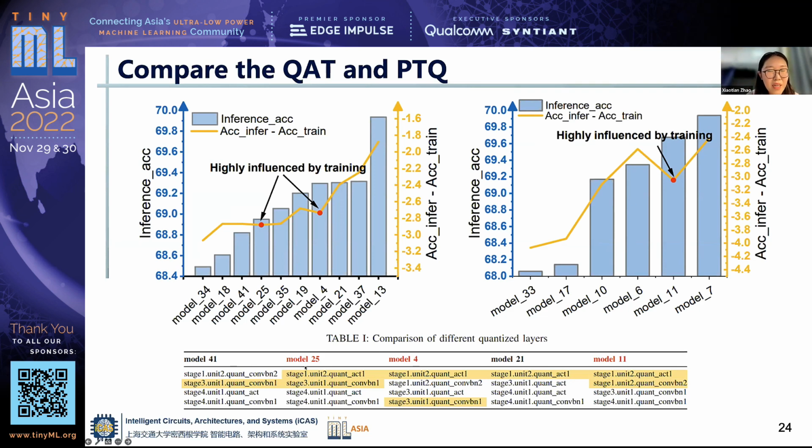Those outlier models are model 25, model 4, and model 11. We think that they do share some commonalities, because we can see that those outlier models have quantized the same layers, like stage 1 unit 2 quant act 1 and stage 3 unit 1 quant convolution batch normal 1. So we think that they have some commonalities, and I will do deeper research on it.